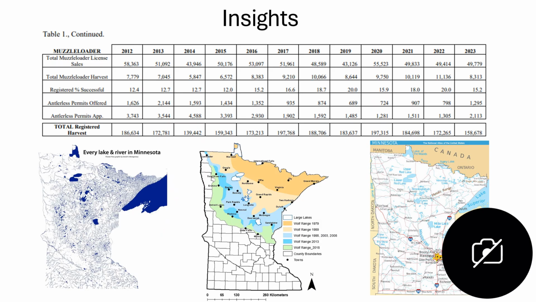Right, starting this out, we've got our insights slide. Taking a look at the top, we've got from our 2023 harvest PDF report from the Minnesota DNR a snip of the total registered harvest for 2012 to 2023. So we can take a look at the averages and see that from 2013 to 2023, it's about, if I remember correctly, a 14,000 difference between the two, roughly.